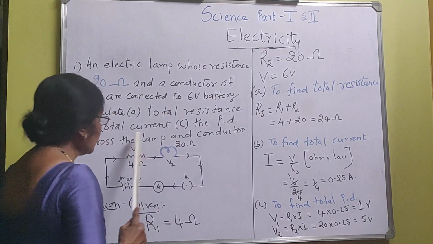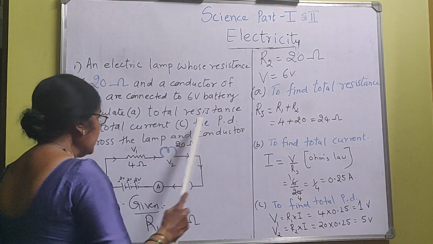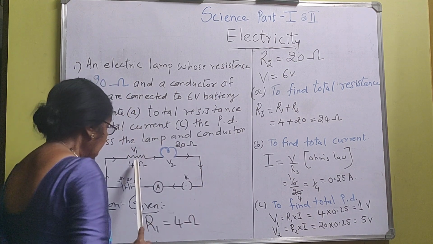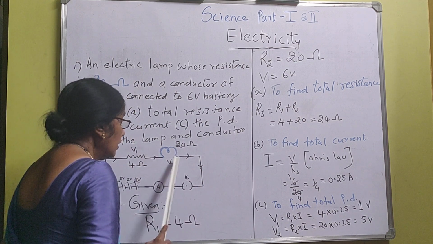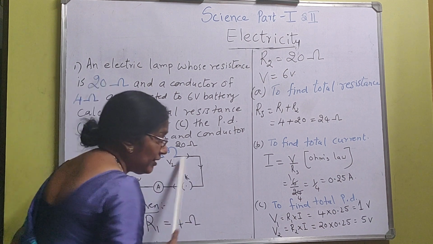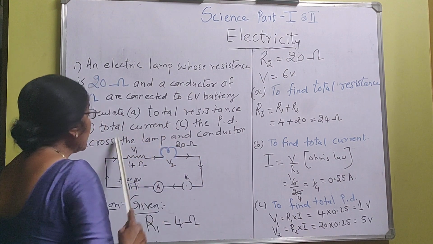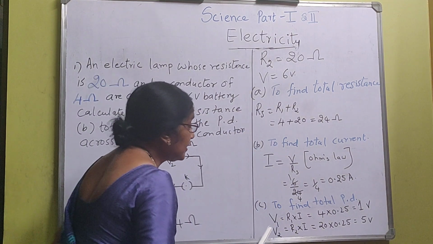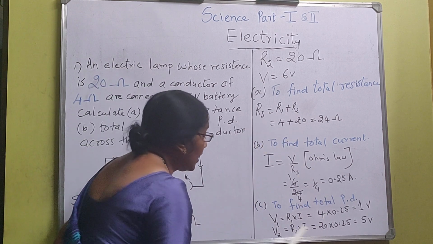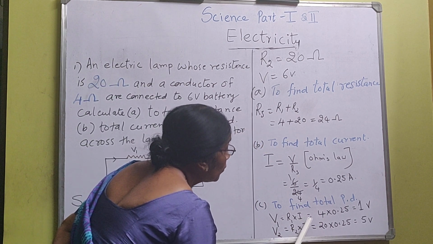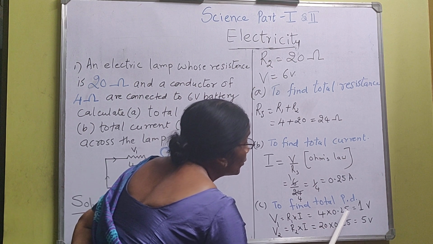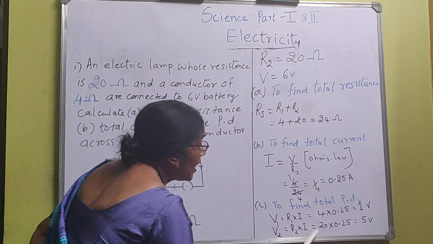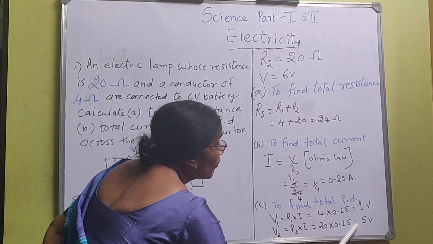He now asks us to find out the potential difference across the lamp separately and across the conductor separately. Resistor is V1 and lamp is V2. So let us find out the potential difference of the resistor. We know according to Ohm's law, potential difference is equal to I into R. So V1 is equal to R1 into I is equal to 4 into 0.25 is equal to 1 volt. V2 is equal to R2 into I is equal to 20 into 0.25 is equal to 5 volt.